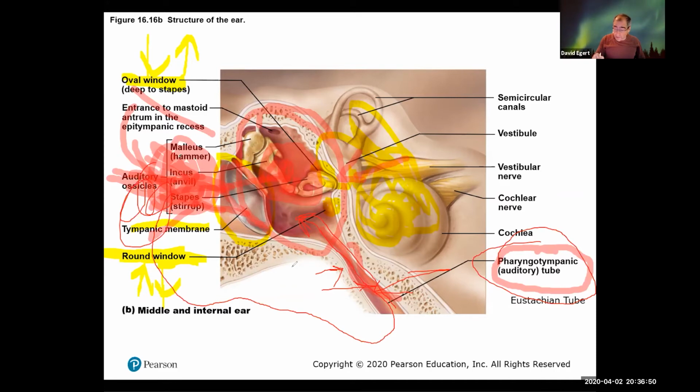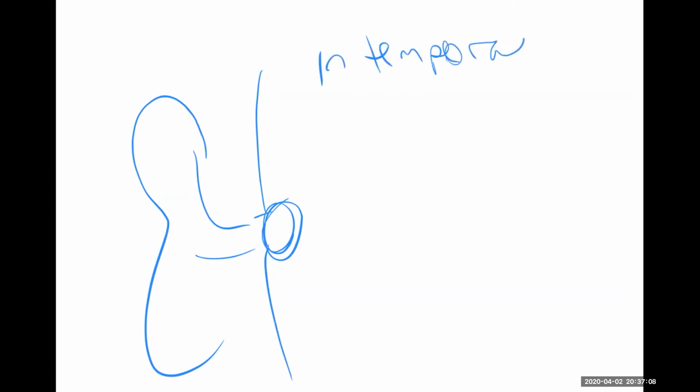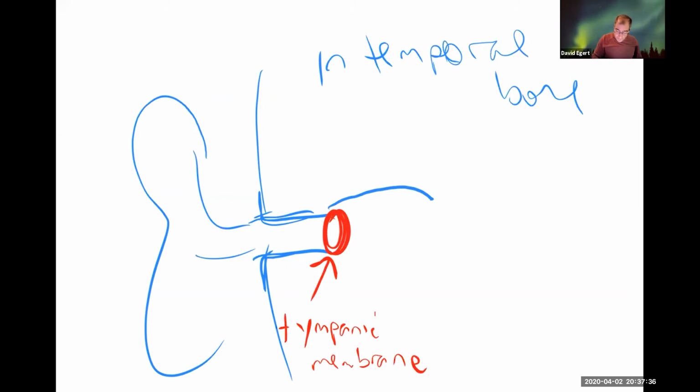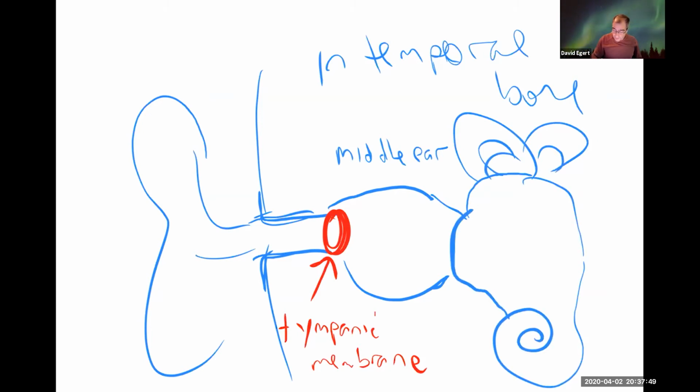So I'm going to just briefly go back. Here was the outer ear going into the temporal bone, and again, that external acoustic meatus. And then you have the tympanic membrane, and this is going to be the middle ear. Then we're going to look at all of this later, it's going to go into the inner ear. And this is all in the temporal bone here.